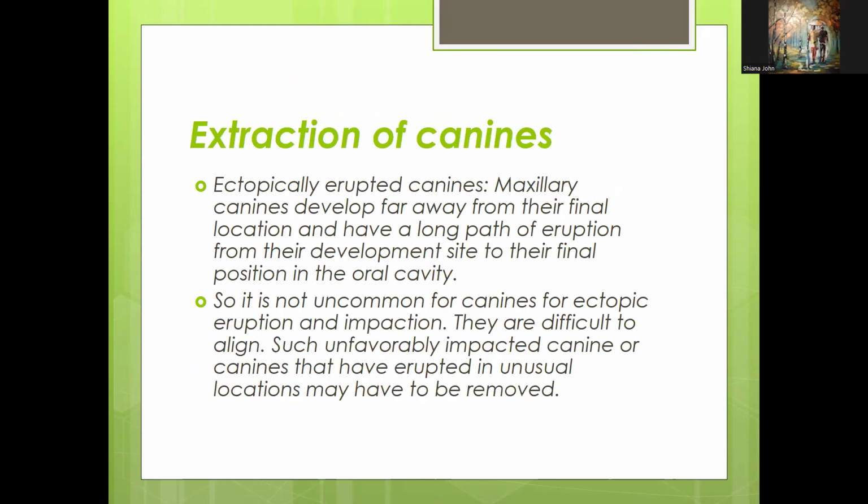Extraction of canines. Ectopically erupted canines: maxillary canines develop far away from their final location and have a long path of eruption from their development site to their final position in the oral cavity. So it is not uncommon for canines to show ectopic eruption and impaction. They are difficult to align. Such unfavorably impacted canines, or canines that have erupted in unusual locations, may have to be removed.